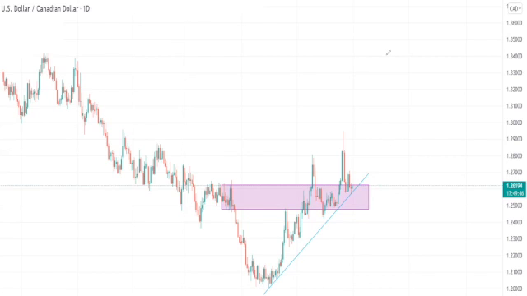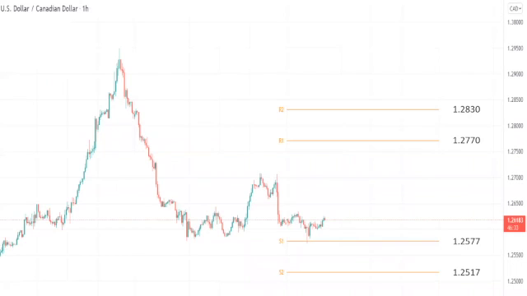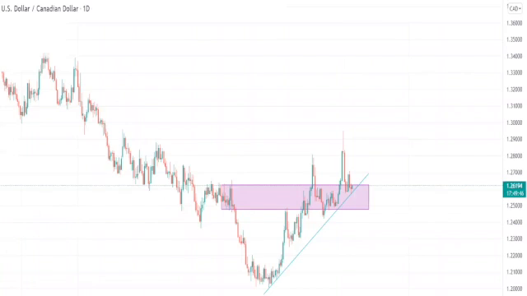So for the weekly range for the USDCAD, you can look at 1.2577 and 1.2517. And the weekly resistance is 1.2770 and 1.2830.